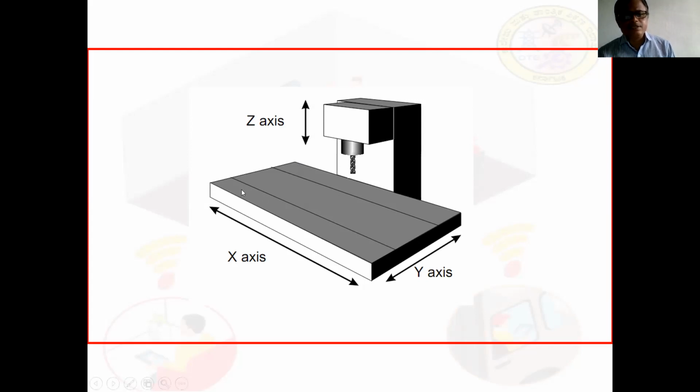Then the X axis is related to the movement of the table. Rightward movement is positive and leftward movement is negative. Once you fix these Z axis and X axis, the Y axis will be perpendicular to both these two axes. That we will see now.